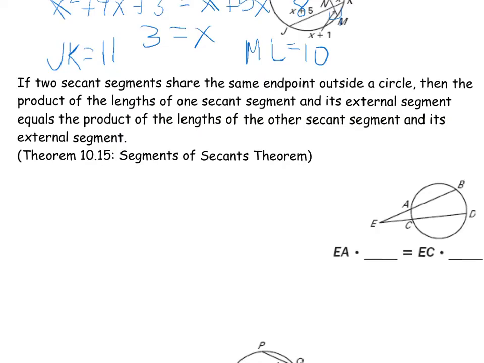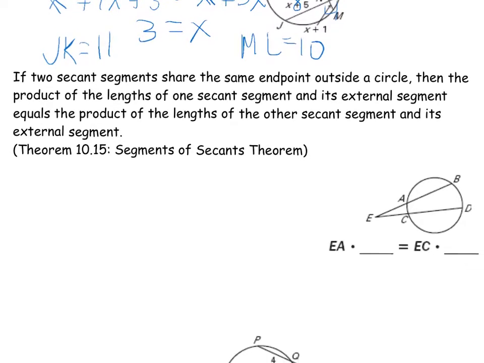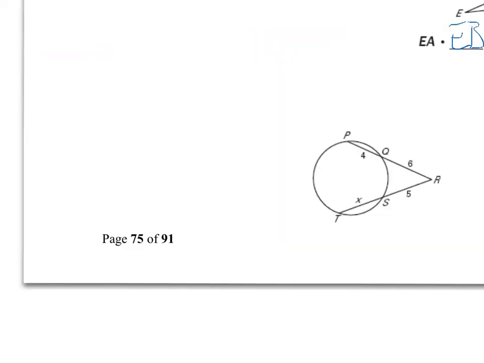Our next theorem deals with two secants that have the same endpoint. And again, you can read the theorem for yourself, but basically it's saying that when we have two secants, it's the outside times the whole, so EA times EB down here, equals the outside EC times the whole, which is ED.